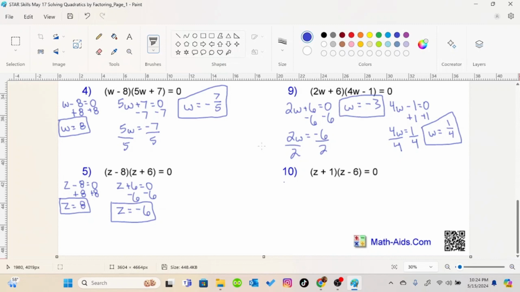And finally, number 10, we take the first factor, z plus 1 equals 0, subtract 1 from both sides, and we get our first answer, z equals -1. Or we take the second factor, z minus 6 equals 0, we add 6 to both sides, and we get our second answer, z equals 6.